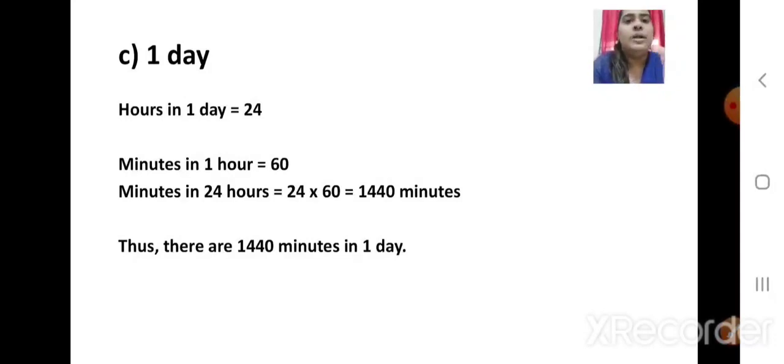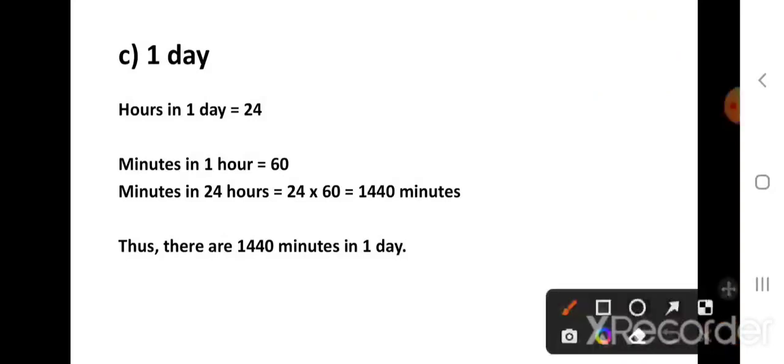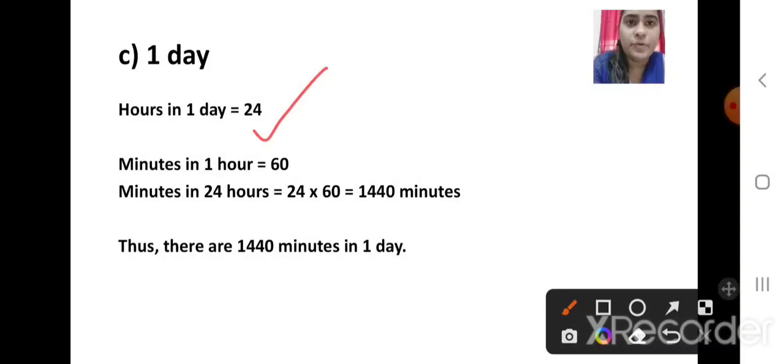See, there is 1 day. We have to write the answer in minutes. Correct? We all know in one day there are 24 hours. Right? So that is our first statement. In one day there are 24 hours. Correct? So we also know that in 1 hour there are 60 minutes. Correct? In 1 hour there are 60 minutes. So for finding how many minutes are there in 24 hours, we will multiply 24 into 60. Okay? We will do the multiplication.